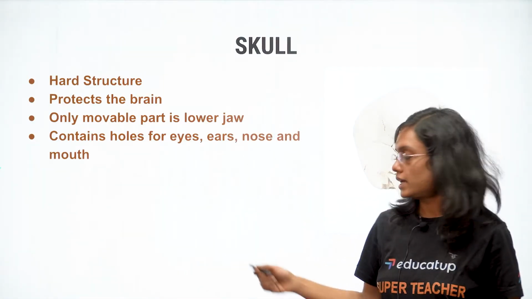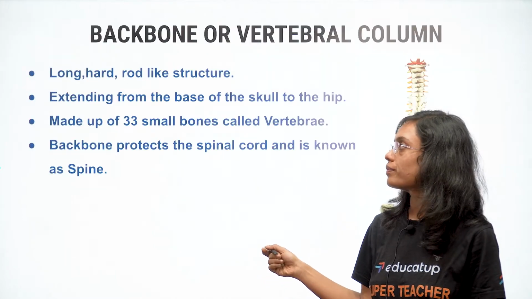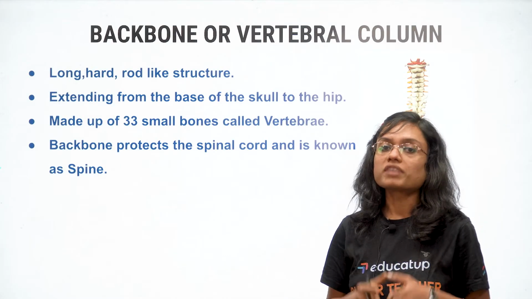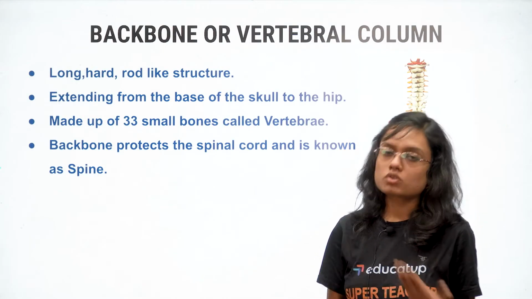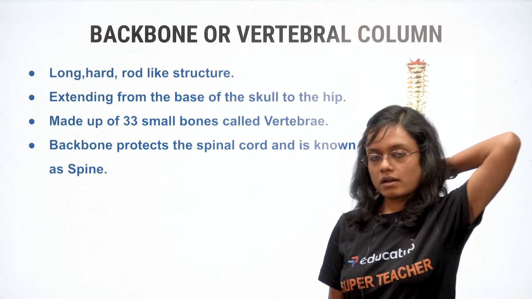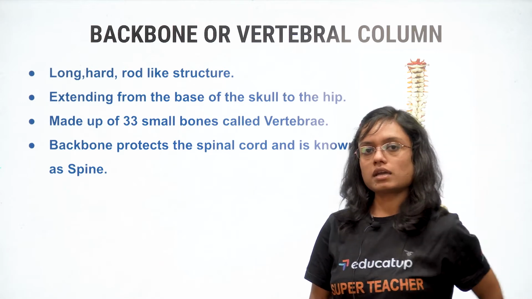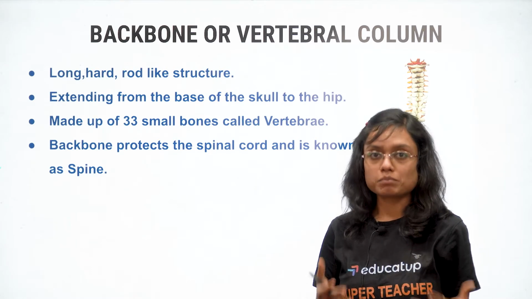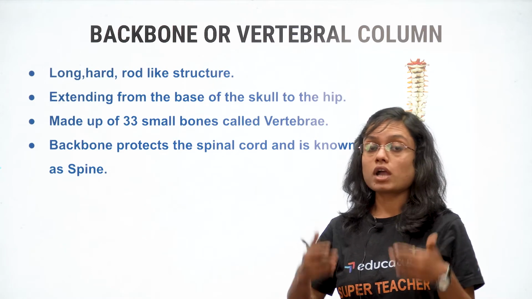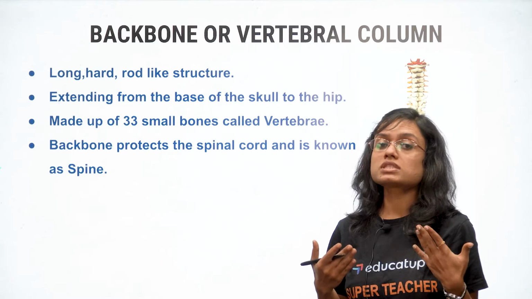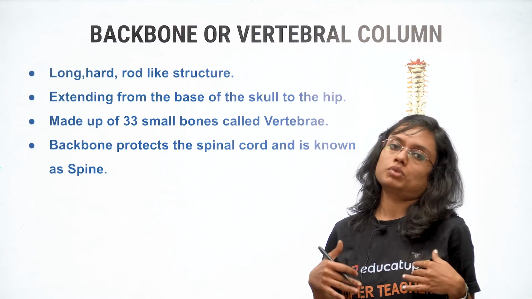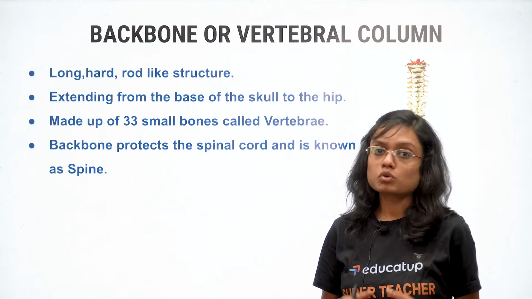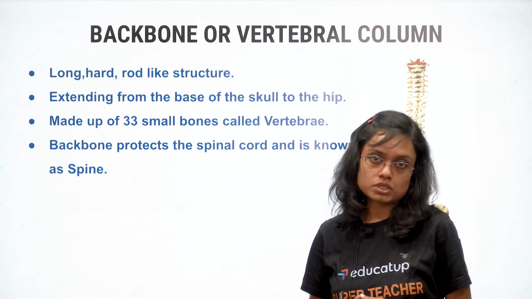Okay, now the next part is backbone or vertebral column. Backbone is also known as vertebral column. You know that from our neck till our hip joint, we have a straight, long bone which is known as backbone. Very essential for our body movements, for our body to stand, to sit, to lie down. For all the three things, backbone or vertebral column is very important, children.